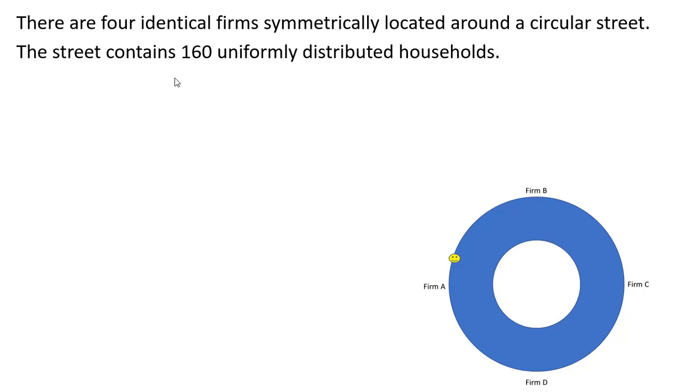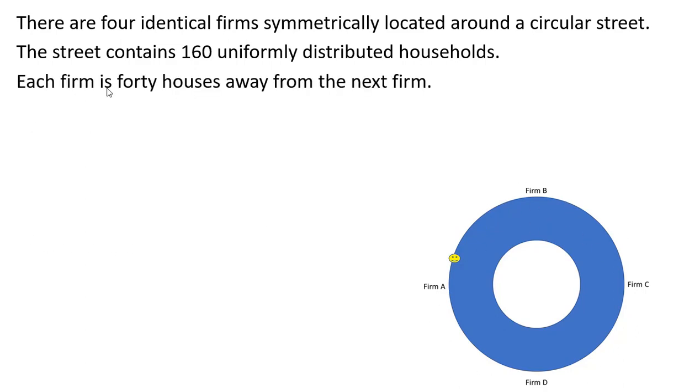The street contains 160 uniformly distributed households. So there's 160 households around this circle. Each firm is 40 houses away from the next firm, so the distance between A and B is 40 households, between A and D 40 households, and so on.